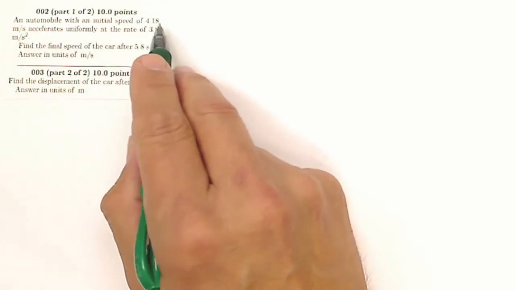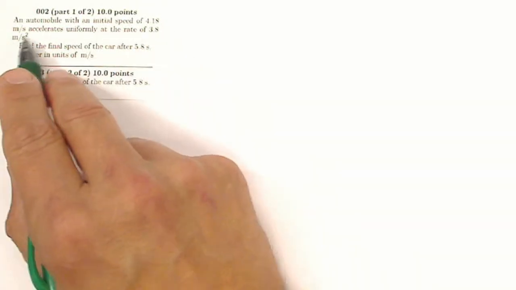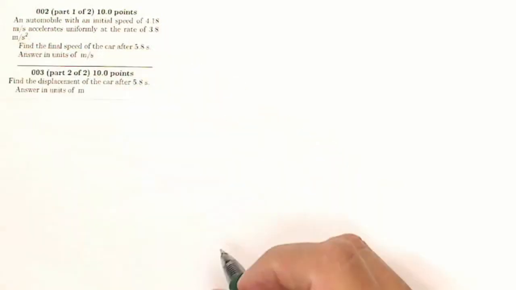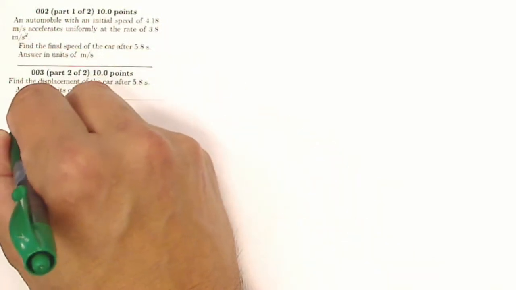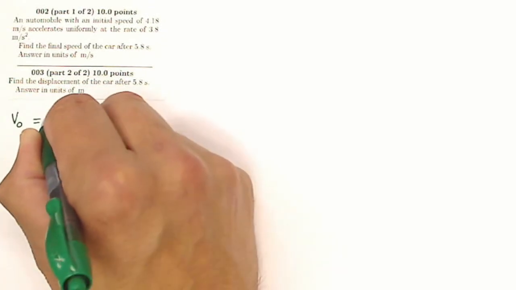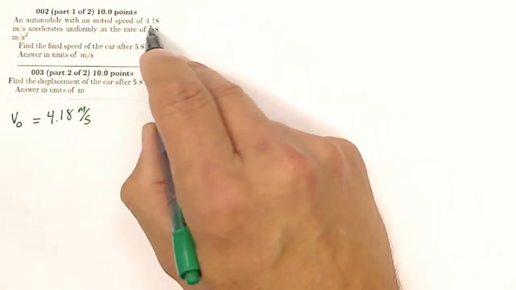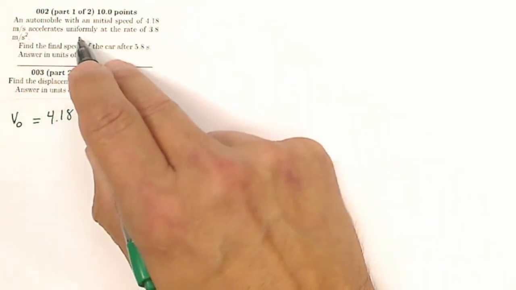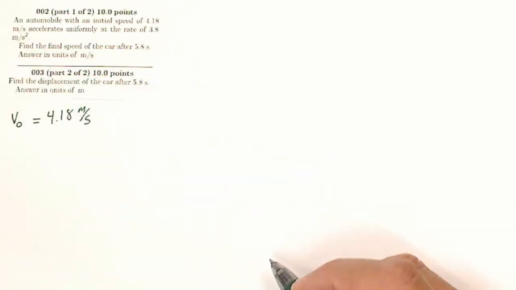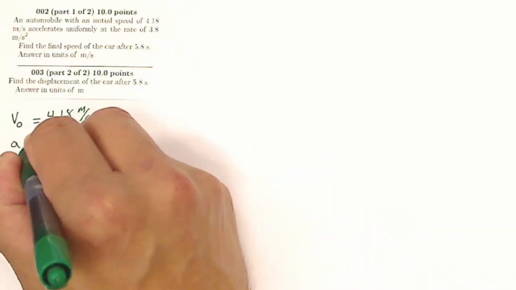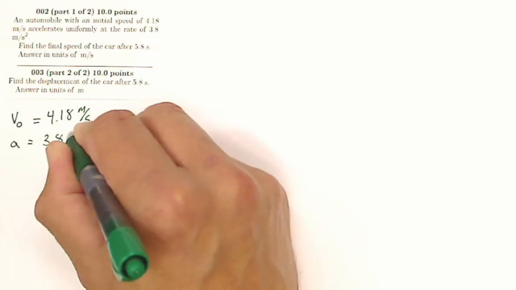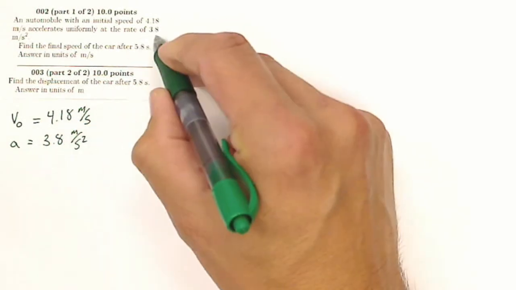Question number 2 states, an automobile with an initial speed of 4.18 meters per second. I'm going to stop right there. Initial speed of 4.18 meters per second. That is my initial speed, which I write V0 equals 4.18 meters per second. Okay, it accelerates uniformly at the rate of 3.8 meters per second squared. When I see the units meters per second squared, I know that that is an acceleration. So my acceleration is going to be 3.8 meters per second squared.